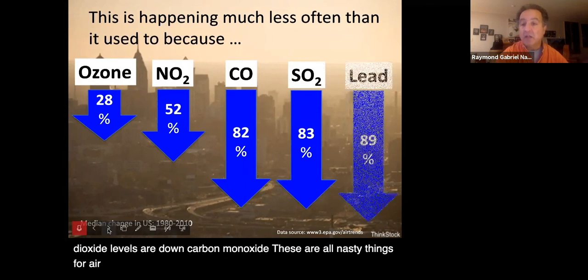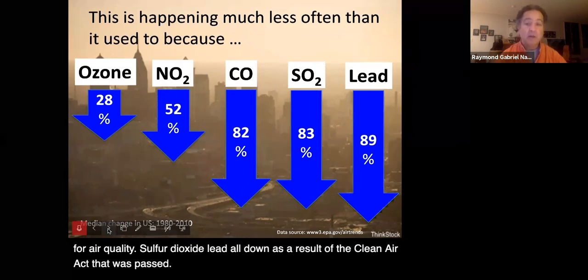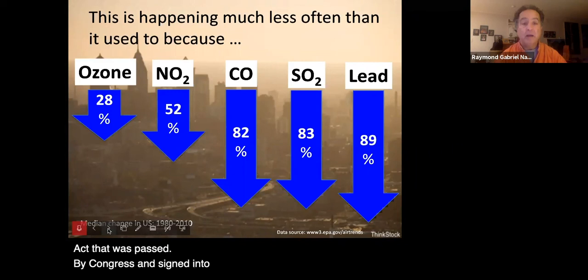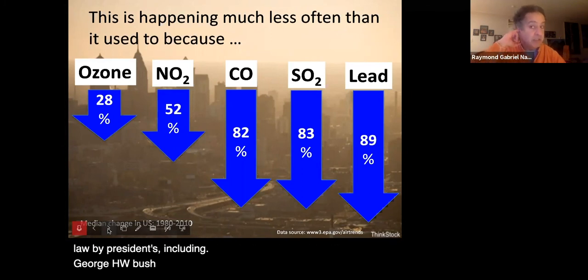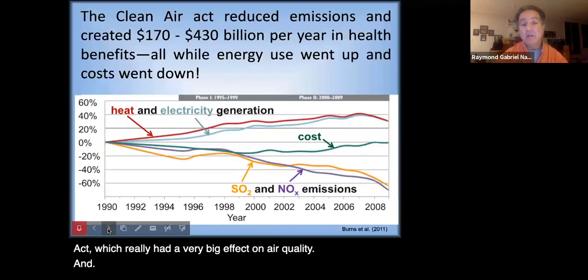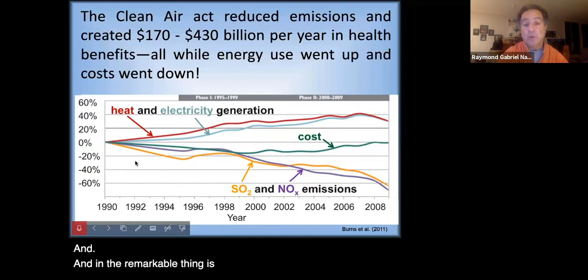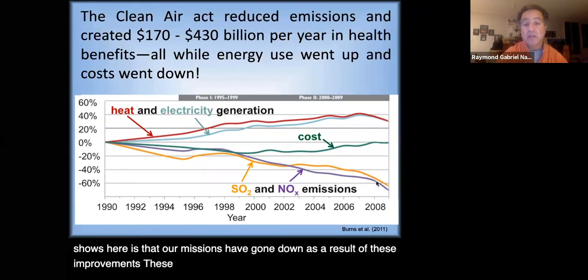Sulfur dioxide, lead, all down as a result of the Clean Air Act that was passed by Congress and signed into law, and its amendments signed into law by presidents, including George H.W. Bush, which really had a very big effect on air quality. And the remarkable thing is that what this graph shows is that our emissions have gone down as a result of these laws, the Clean Air Act and its amendments.